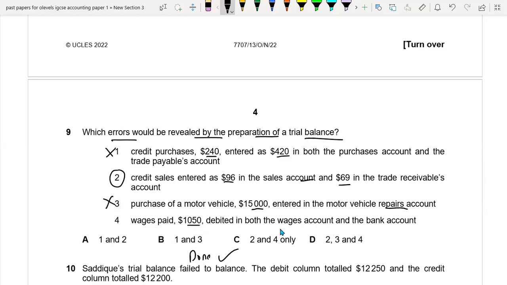Wages paid 1050 debited in both the wages account and the bank account. Yes, this would increase your debit side, because no credit side would be equal with the 1050. So this will be revealed by the trial balance. So it means that 2 and 4 only.